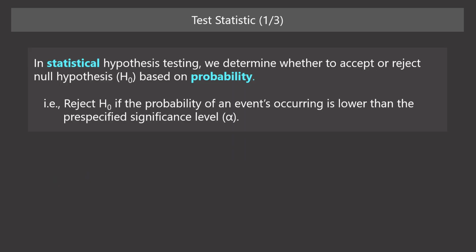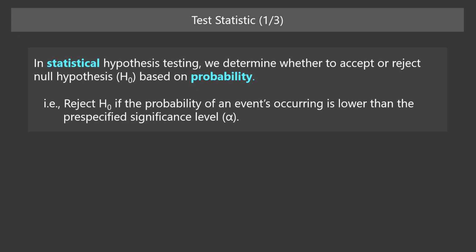The third step of hypothesis testing is computing test statistic. So, what is test statistic? In statistical hypothesis testing, we test hypotheses based on probability. That is, we determine whether to accept or reject a null hypothesis based on probability. So, it is statistical.